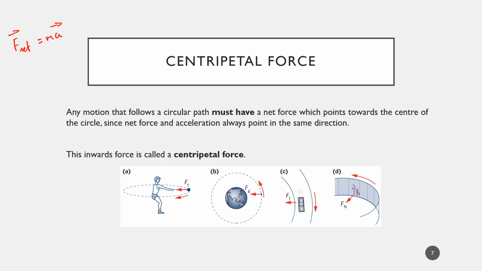Now we have a name for this force that's pointing towards the center. It's called centripetal force. Centripetal is just a fancy word for saying center seeking. Okay, so the force points towards the center of the circle. It's center seeking. Okay, centripetal. So that's the example with the hammer toss.